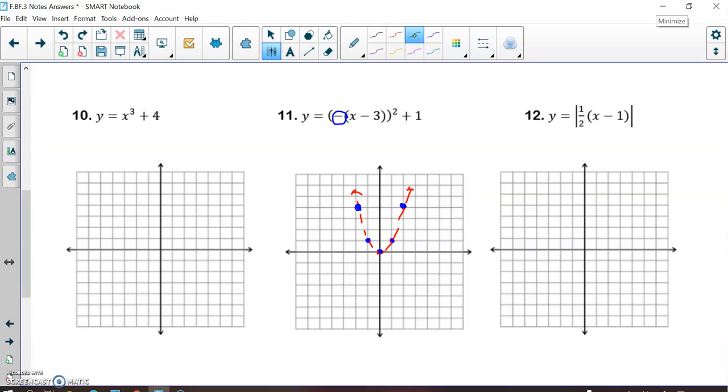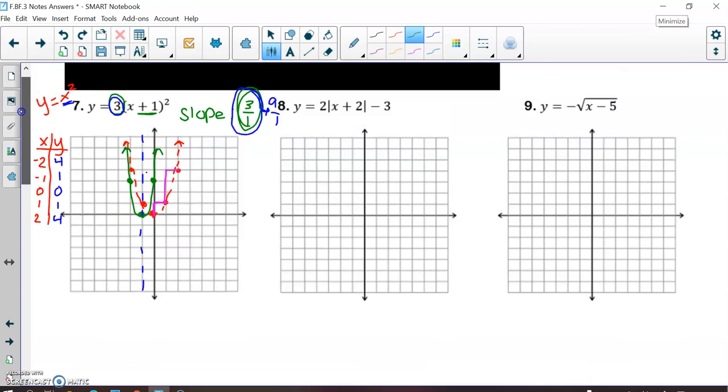Now I'm going to do my translation. I have a horizontal translation of 3 to the right and up 1. So I'm going to move each of these points 3 to the right and up 1, 3 to the right and up 1, 3 to the right and up 1, and then lastly 3 to the right and up 1. This is what your new parabola looks like. All right, so again, it helps if you know the parent functions for these graphs.